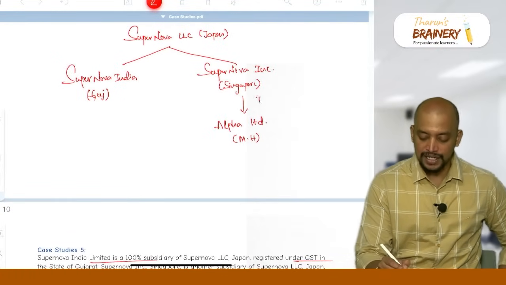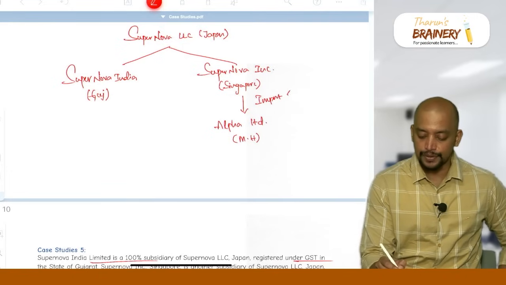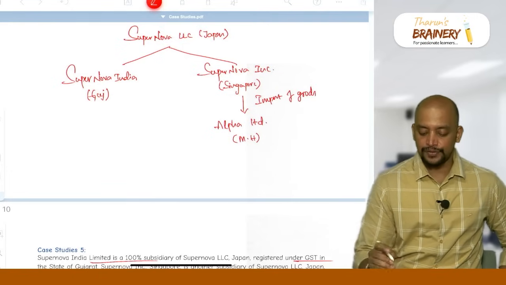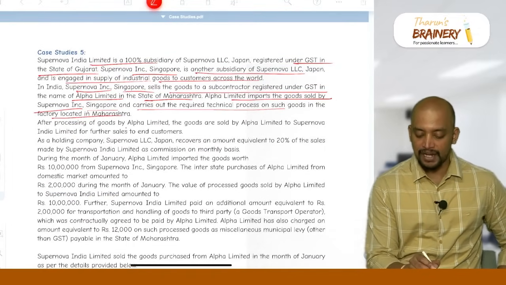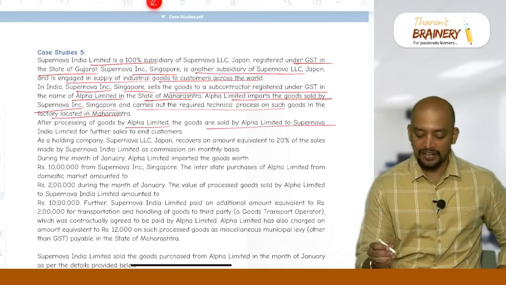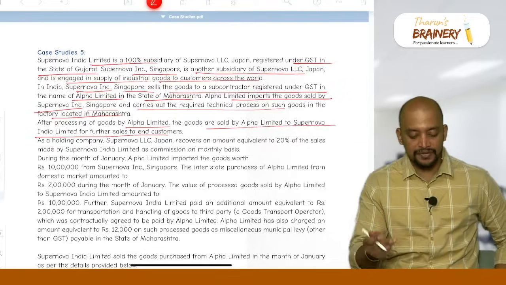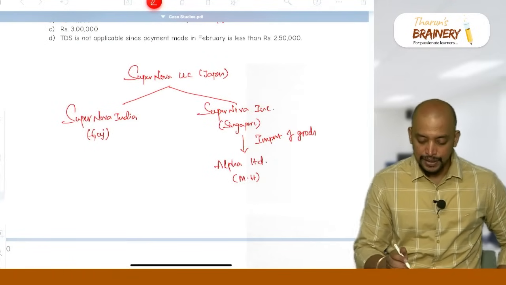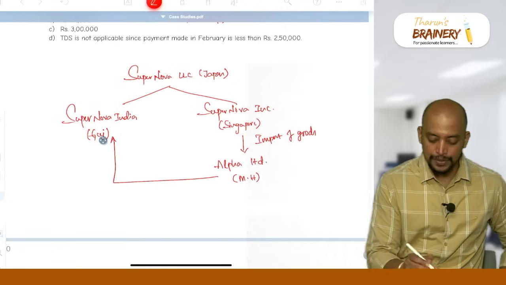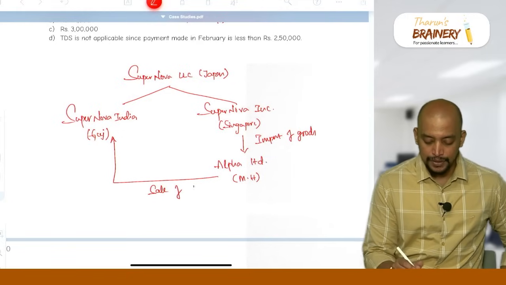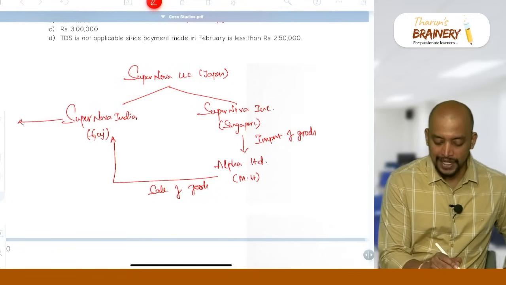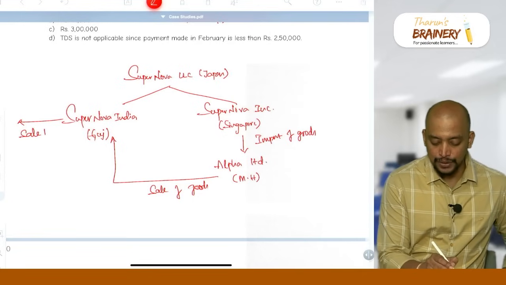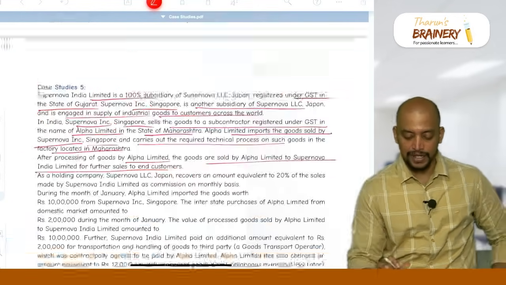So Alpha Limited is importing goods. After import of goods, what is Alpha Limited going to do? After processing the goods, the goods are sold by Alpha Limited to Supernova India Limited for further sales to end customers. So Alpha Limited will make sale of goods to Supernova India Gujarat. Again, Supernova India Gujarat is making sale to customers. This is what they have given.